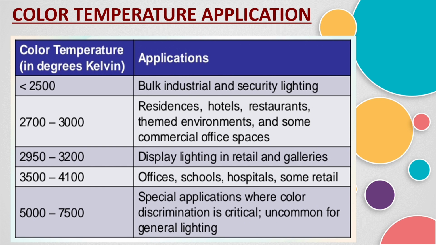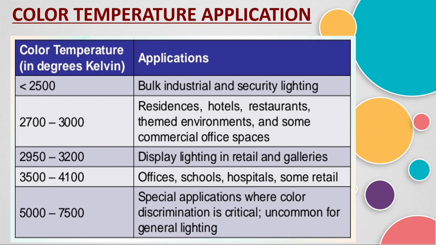Next is 2,700 to 3,000: residences, hotels, restaurants, themed environments, and some commercial office spaces. In 2,700 to 3,000 Kelvin, this warm white light creates a cozy and inviting atmosphere, making it ideal for residential and hospitality settings. Next is 2,950 to 3,200: display lighting in retail and galleries. This slightly warmer white helps showcase products in a more natural and appealing way.